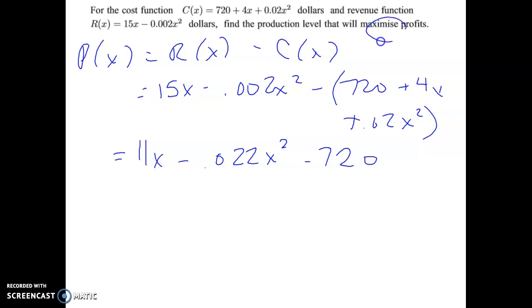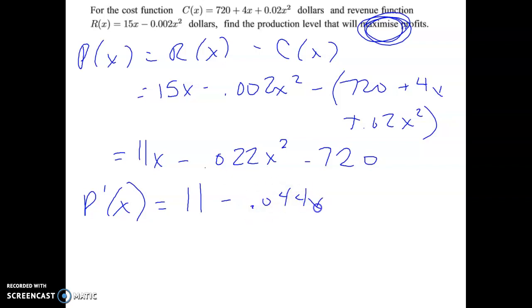I see the word maximize. Anytime I see the word maximize or minimize, my brain is automatically going to think derivative. I'm automatically going to think, hey, I better look for a critical number. So I'm going to take the derivative. Derivative of 11x is 11. 0.022 times 2, 0.044x. And the derivative of negative 720 is 0. All right, so I'm going to take that, set it equal to 0.